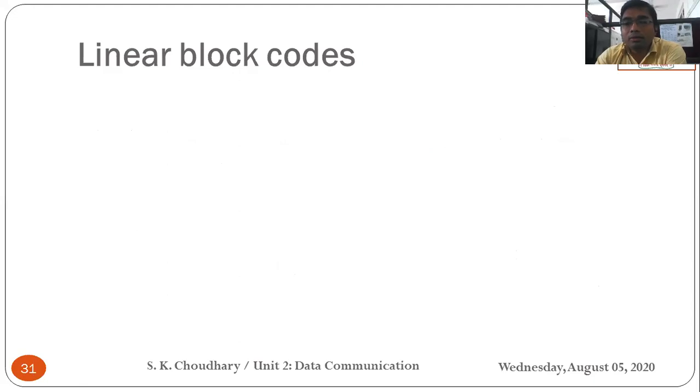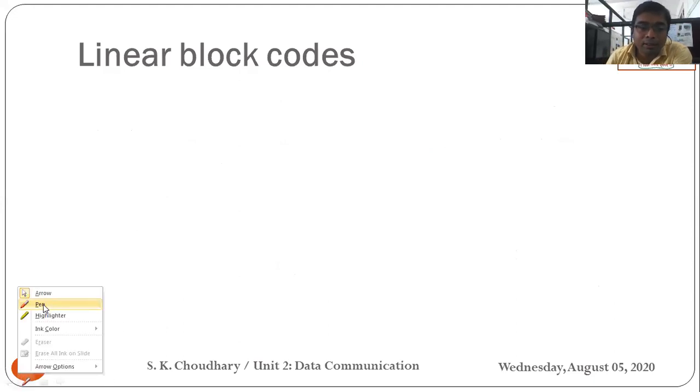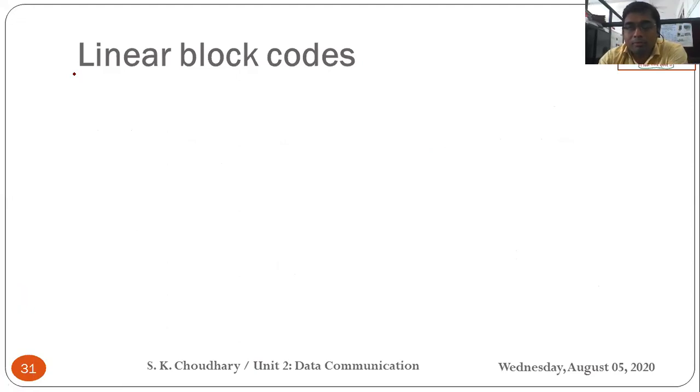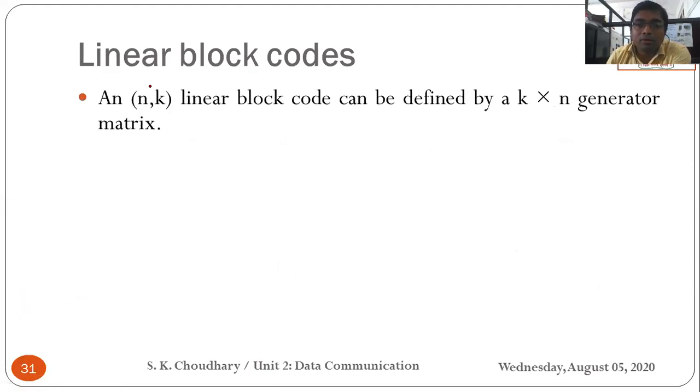Now come to the next section, that is linear block codes. This is the extension of the block codes. We will restrict our learning up to these linear block codes. The linear block codes are also represented in a similar fashion as the block codes, that is (n, k). Linear block codes are defined by the k by n generator matrix. Here we use a new term called the generator matrix.